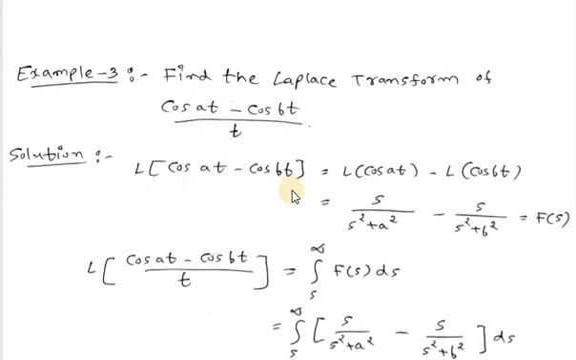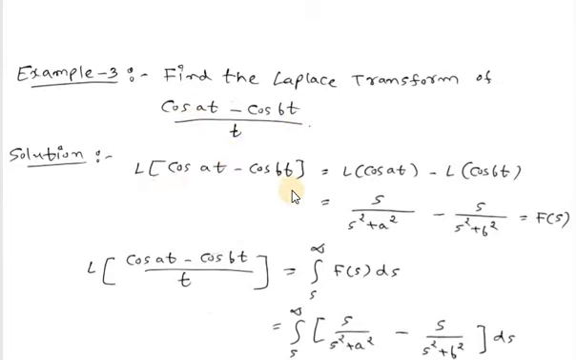Now according to division by t, Laplace of (cos at minus cos bt) divided by t equals the integration from s to infinity of F of s ds, and F of s is s over s square plus a square minus s over s square plus b square.